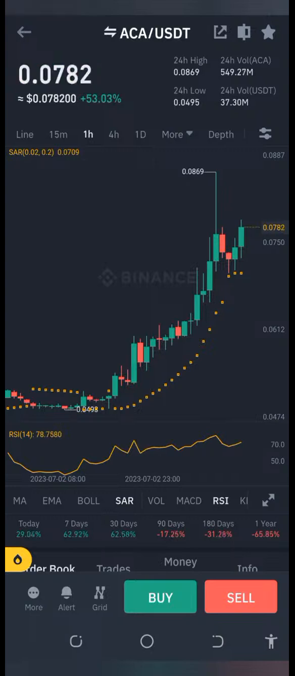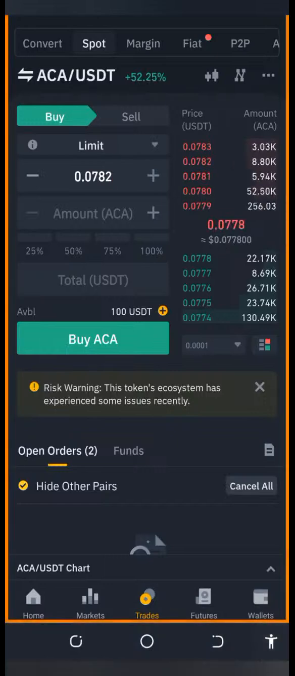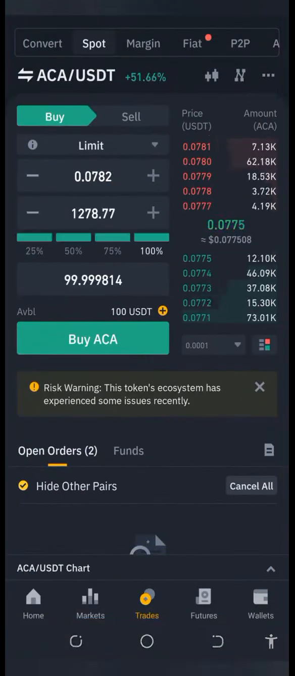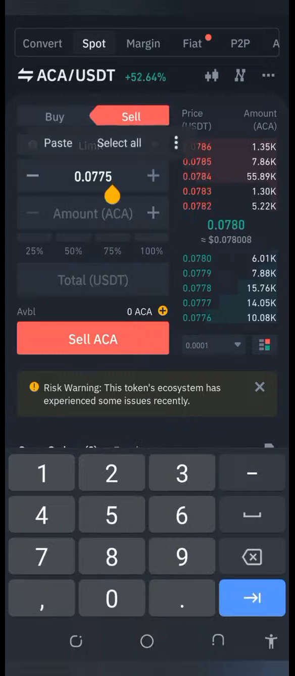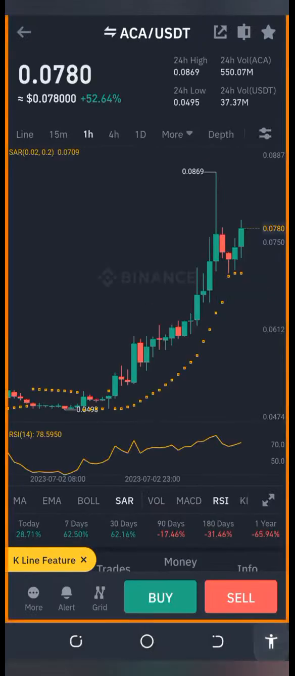ACA/USDT is currently pumping and we gotta get a piece of this pie. All right, we're gonna go over and do all our simulations, okay? So we currently have $100 here, and then all we just have to do is quickly pick this up, copy it, and then we go over to sell and change this to where it got to the other time.